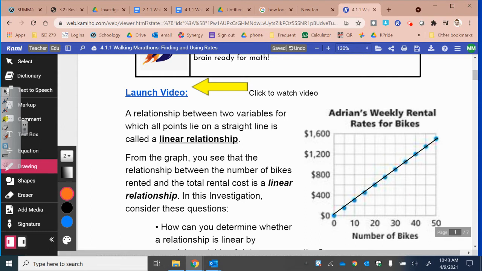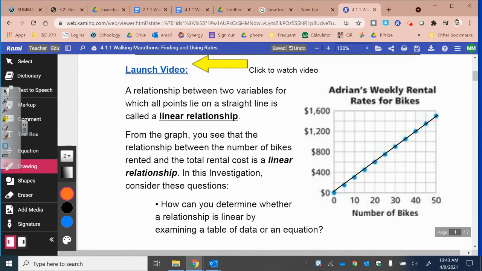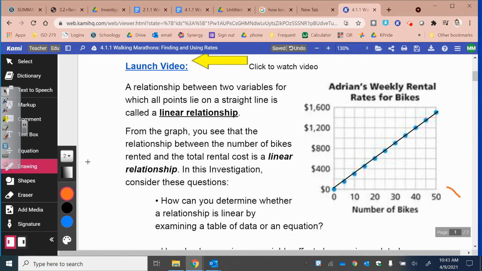So from the graph, you can see the relationship between the number of bikes rented, which is right here on the x-axis, and the total rental cost, that's on the y-axis. And it is a linear relationship. You can see that because these points form a straight line. They don't have to be connected to form a straight line. If we could draw a straight line through them, it is still a linear relationship.